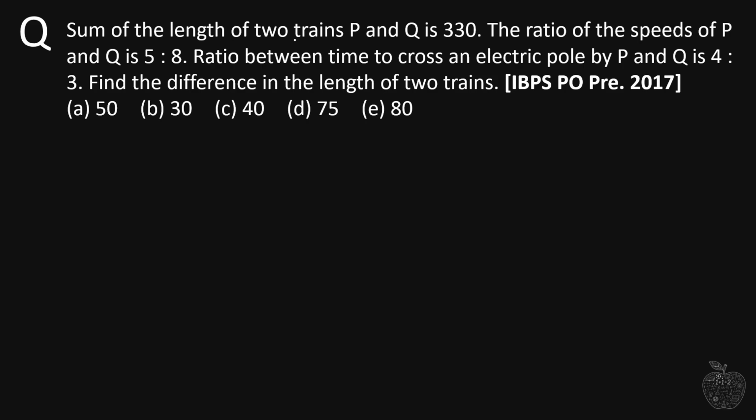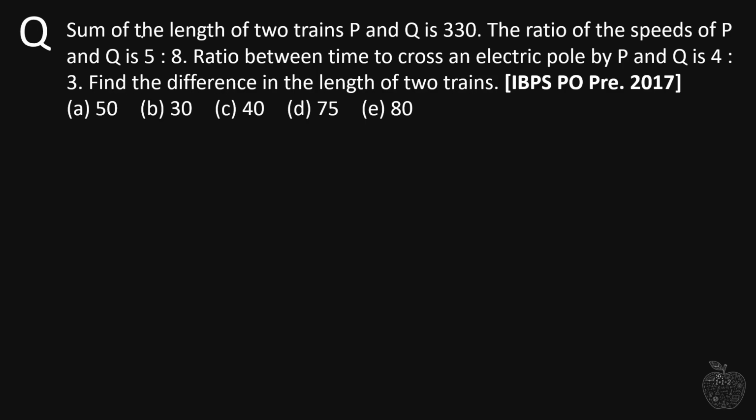The sum of the lengths of two trains P and Q is 330. The ratio of the speeds of P and Q is 5:8. The ratio between the time to cross the electric pole by P and Q is 4:3. Find the difference in the length of the two trains.